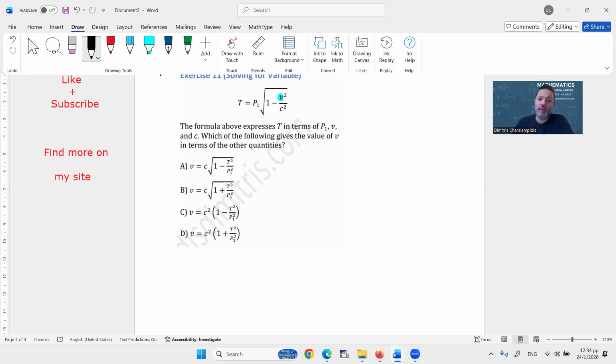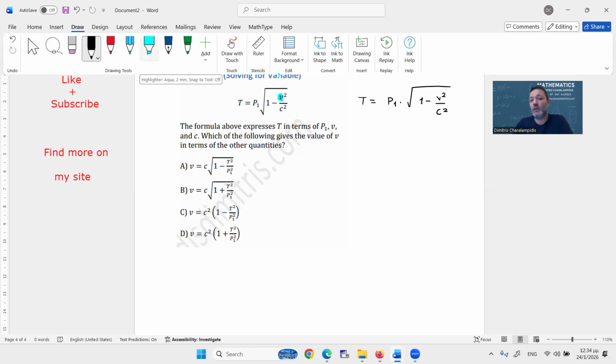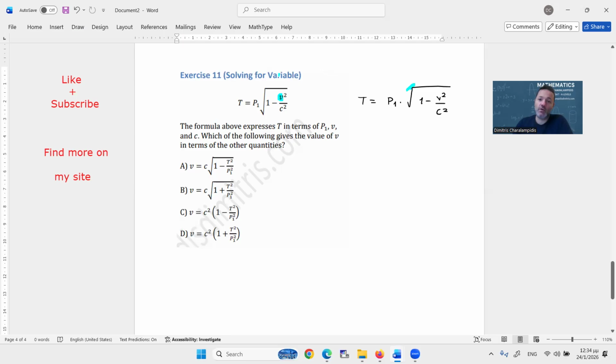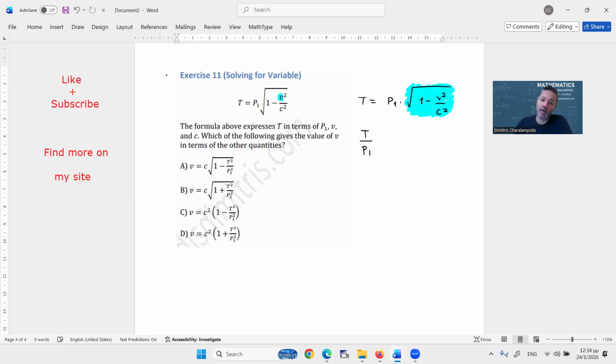What does this mean? Let's start from here. T is p1 times root 1 minus v squared over c squared. I cannot directly do something which will isolate v, so I'm going to try to isolate the term that contains v. This is all this root. To isolate that, I just need to get rid of p1. How can I get rid of something that is being multiplied? By dividing that, which means that I will divide both sides by p1.